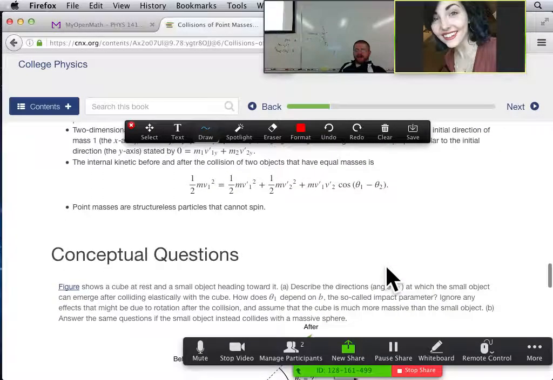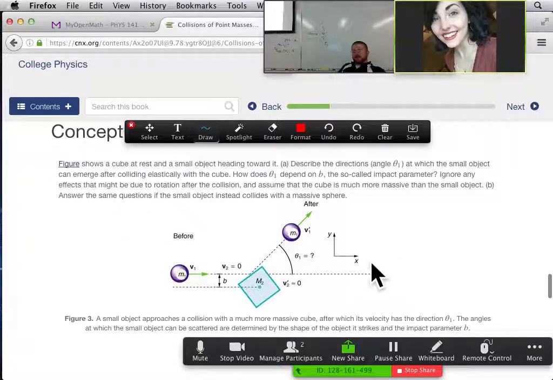So anyway, the key to two-dimensional conservation of momentum: split the problem, draw a great picture. That's always an important thing. But split the problem into x momentums and y momentums and create an x momentum conservation equation and a y momentum conservation equation. From those two equations, by putting them into a ratio, you should be able to solve for the final angle, or the initial angle if they give you the final angle.